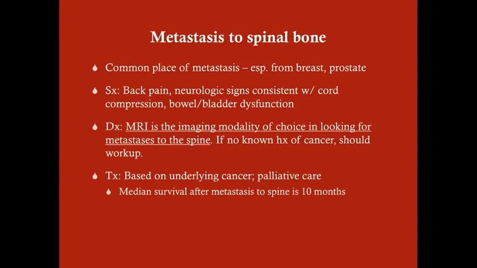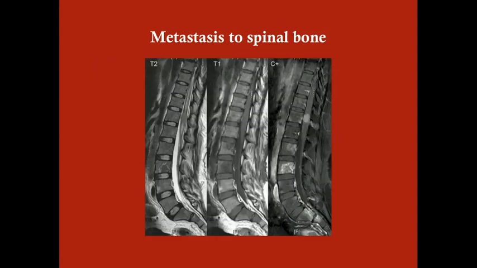Most patients with metastasis to the spine, if it's given to you in a vignette, they will tell you that the patient has a history of cancer. And in real life, most of the patients will know their history of cancer. It's very difficult to have cancer long enough to metastasize to the spine and not have other symptoms before then. The treatment is going to be based on the underlying cancer, and primarily it's going to be palliative care, because by the time metastases are in the spinal bone, median survival is around 10 months.